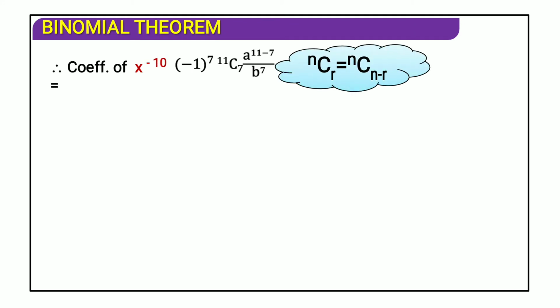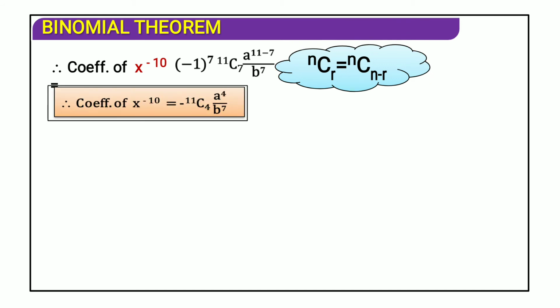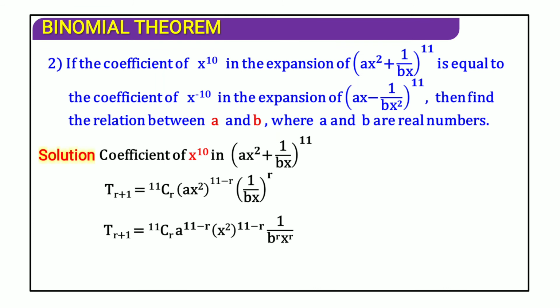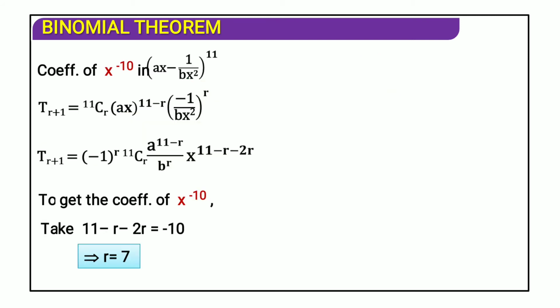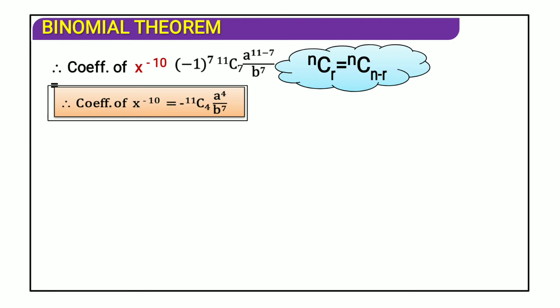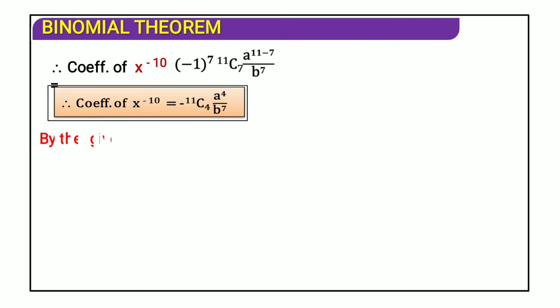In the previous case, you know the formula of nCr: nCr equals nC(n minus r). This is the basic formula of combination, provided in NCERT as well. The coefficient of x to the power minus 10 seems to be like this. What we need to do is see the question. In the question it is provided to me the relationship between a and b if the coefficients of both the terms are equal. If both the coefficients are equal, then we can equate both conditions.